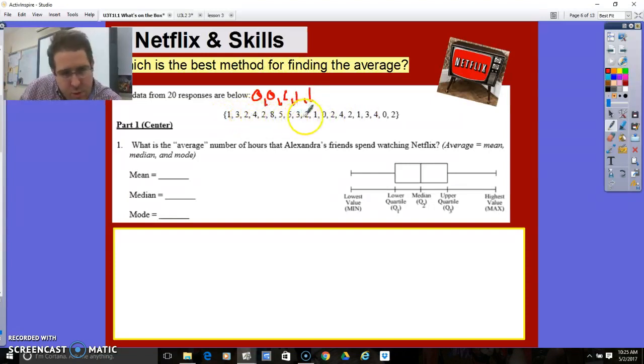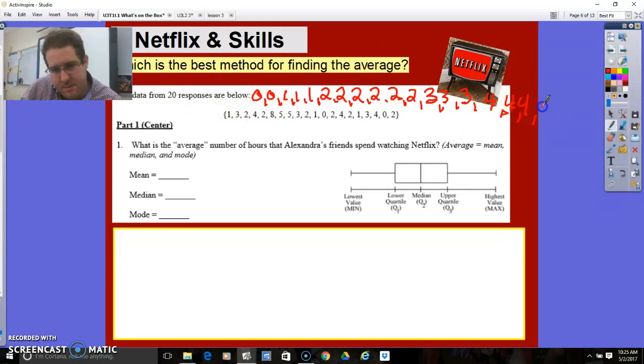Then there's 1, 2, 3, 4, 5, 6 twos. 1, 2, 3 threes. 1, 2, 3 fours. And 1, 2, 2 fives. Almost there. And an 8. No 6s, no 7s, just 1 8. That person spends a lot of time watching Netflix.